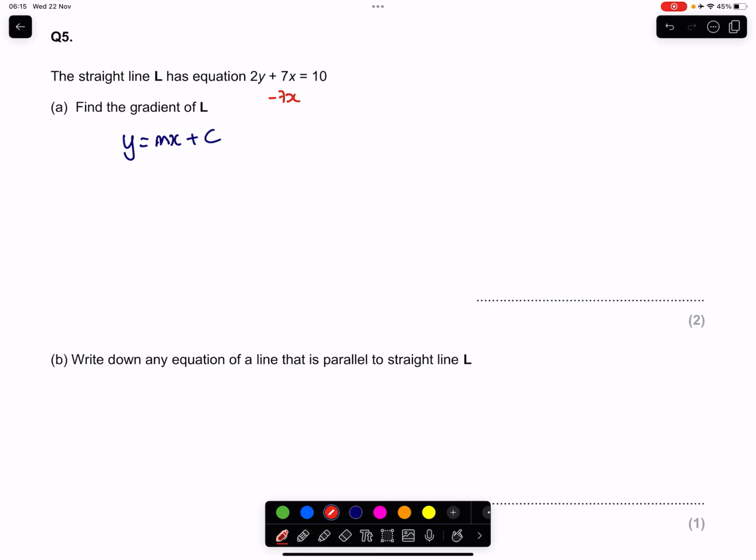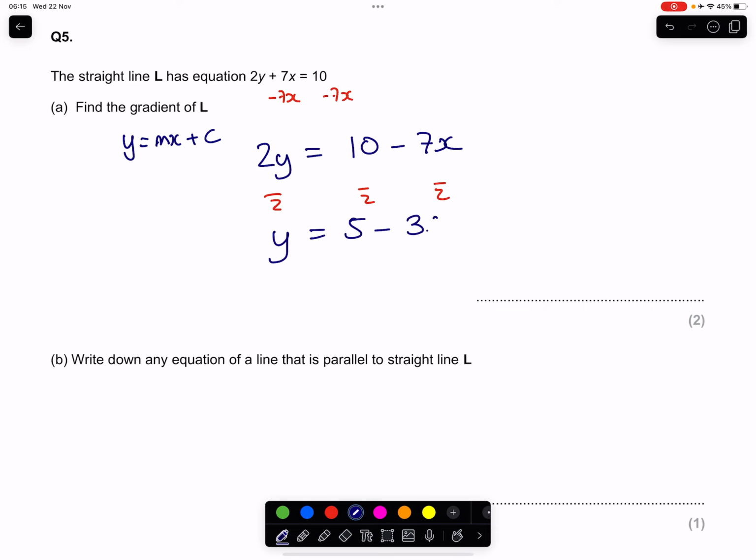So in order to get y on its own, we start by taking 7x away from both sides, giving me the following. And then I can divide both sides by 2, making sure that I divide these things separately. If you write them as a single fraction like this, you're not going to be able to quote what m and c are so easily, because it doesn't look exactly like that. So doing the division separately, we will end up with y = 5 - 3.5x.